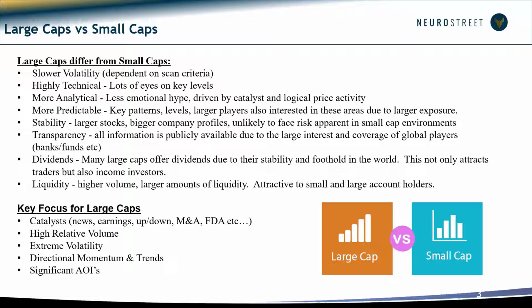So key focus for large caps, okay, is we want to be aware of the news, the earnings, the up and down ratings, mergers and acquisitions, and FDA approvals, these types of things. You want a high relative volume. High relative volume means the volume now is much greater than, say, the average volume. We want a lot more volatility. And we want the directional momentum and trends.